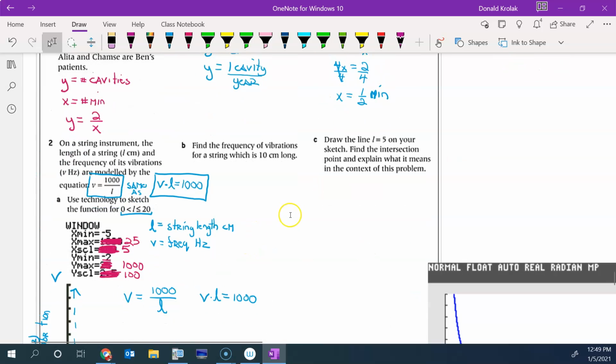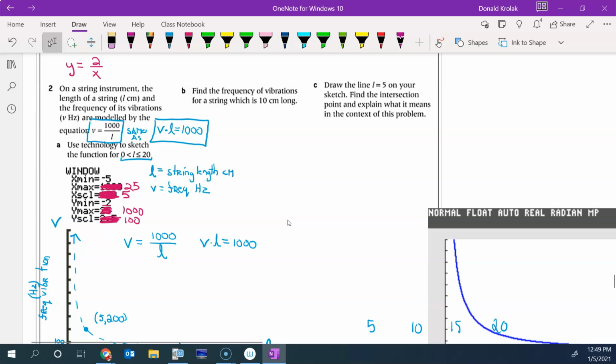Okay. So we've got that done. Now it says find the frequency of vibrations for a string that's 10 centimeters long. So we just take our formula, and it's pretty simple problem solving. And dare I ask Tyler, where do we put the 10 centimeters? It's 100. Okay, where do I put it in this equation? If it's not the L, then it's the V, right? Of course. Wait. You're okay. No, I was right. Yep, 100 hertz.